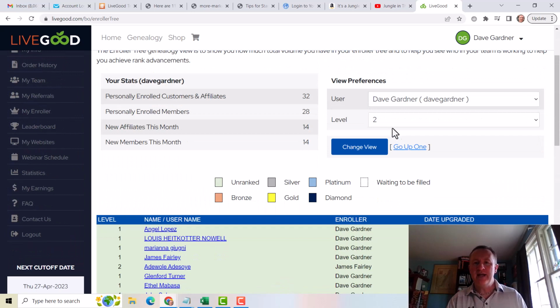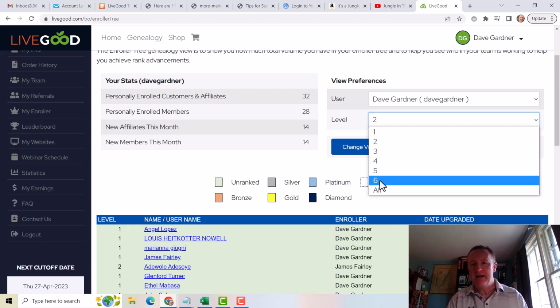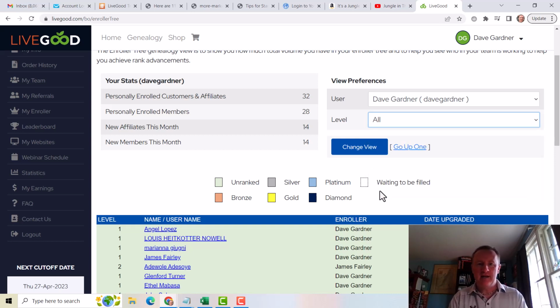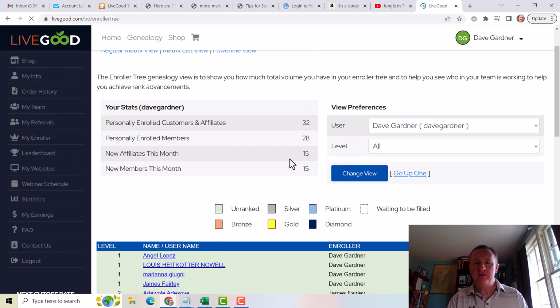And what we can do, we can actually see as many as 6 levels, or I believe you could even go farther and farther and farther depending on how well it goes. I know the 6 might be the max, but right now I'm showing all 6. So once you choose that, you do have to click Change View. And once that refreshes, notice the numbers also changed.